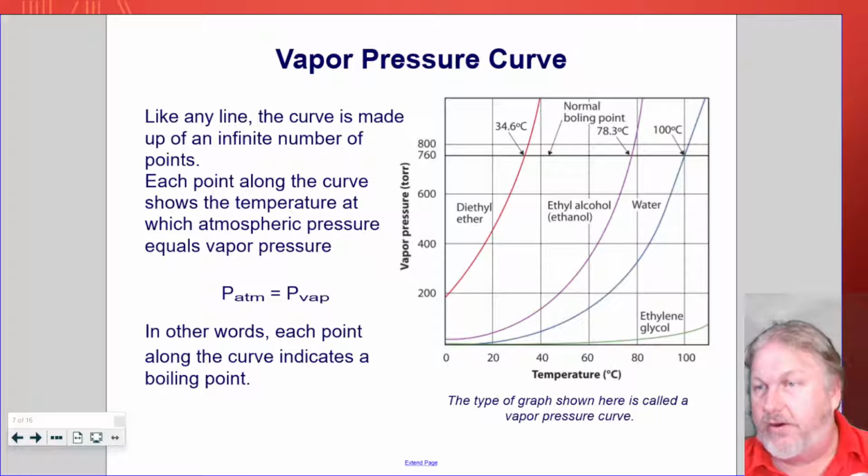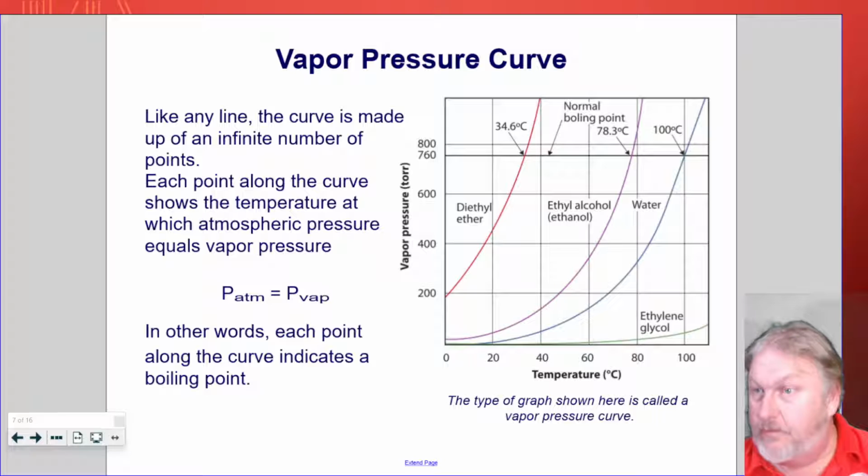So if I look at water, right, 760 torr is the normal atmospheric pressure. If I move along that line, it intersects the water temperature at 100 degrees. So that means at any temperature above 100 degrees, the water is going to boil because the atmospheric pressure equals the vapor pressure.